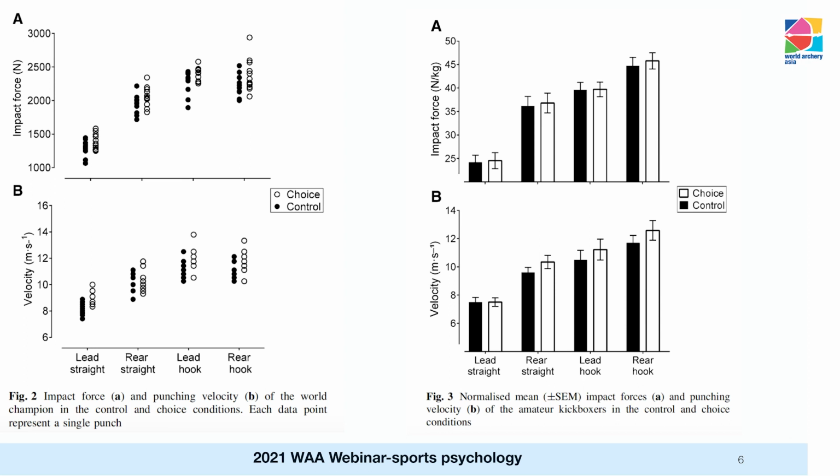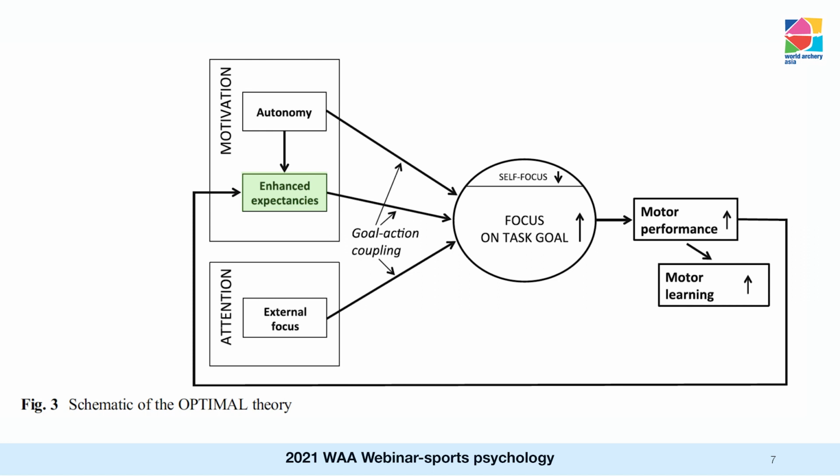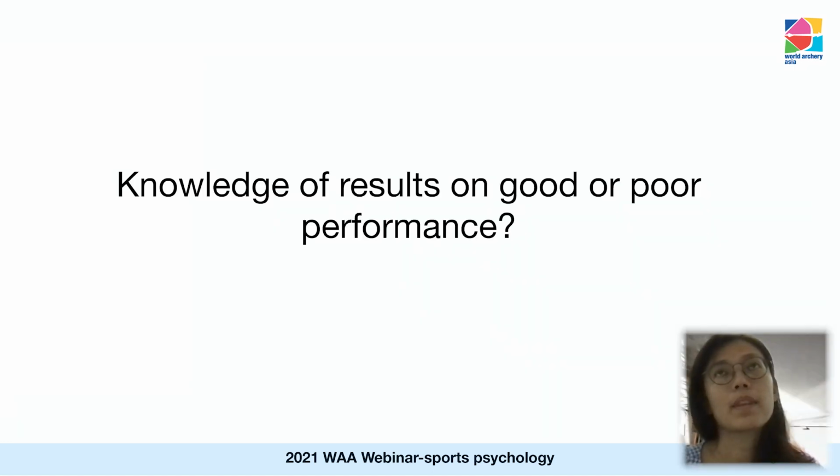Then let's look at the second part of the motivation, which is the enhanced expectancies, meaning the higher expectation of the future outcome of the performance. So try to think, how do you give feedback to your athletes when you tell them the result of the performance? Usually you give it on good performances or poor performances.